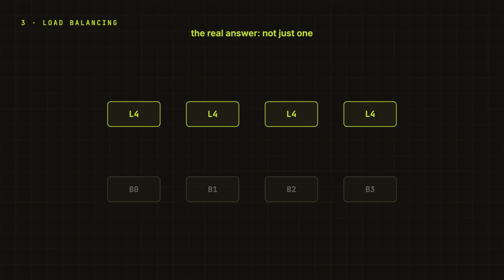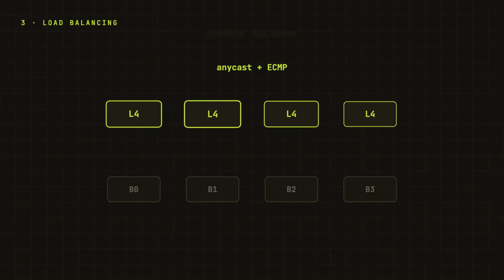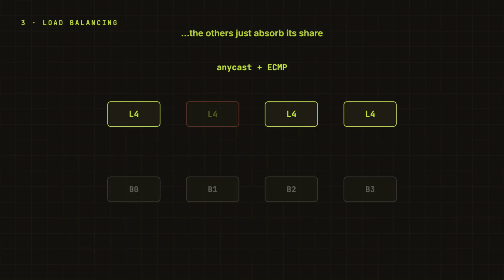The network itself, using something called Anycast and ECMP, sprays the incoming packets across a whole set of identical layer 4 boxes, all active at the same time. One of them dies, the others just absorb its share. No failover drama. But this raises a subtle question.